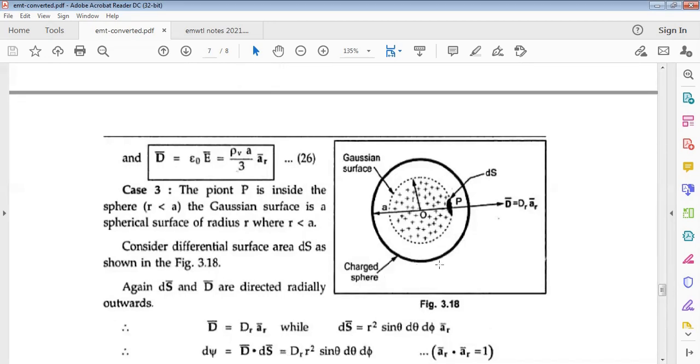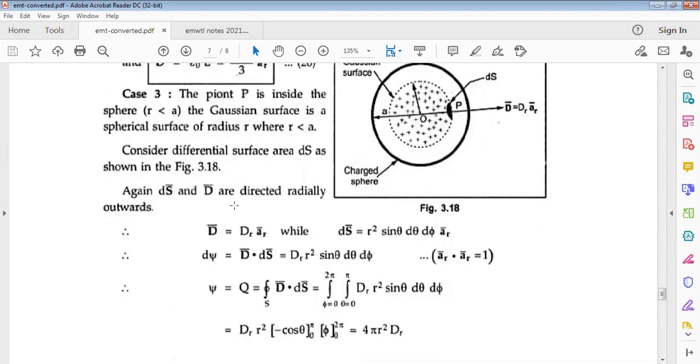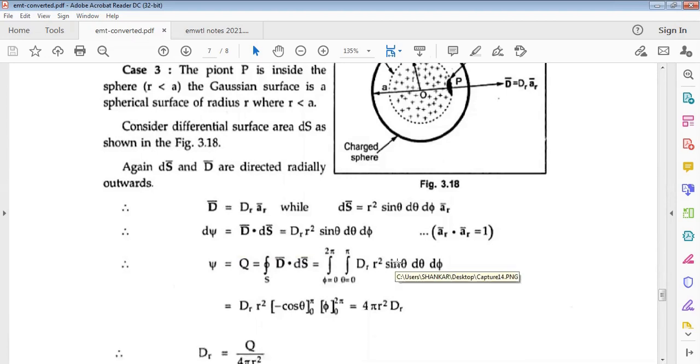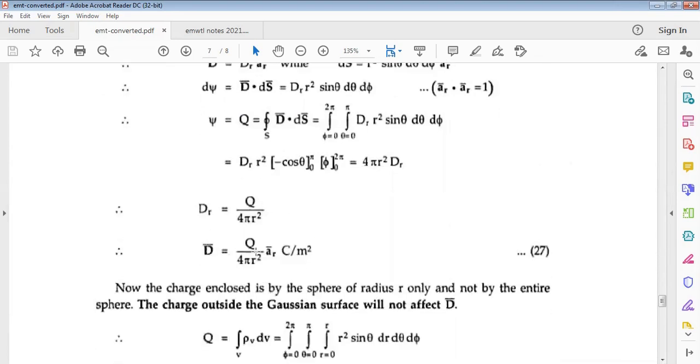Now the Gaussian surface is assumed inside. In the previous case, the charge is only on the surface, so there is no effect inside. Now it is a volume, so there is charge inside also, and an effect occurs. So we get the D bar in the r bar component, and d psi is equal to dQ, which is D bar dot dS bar, and dS bar is along the r direction, so r bar r square sine theta d theta d phi, and D bar is equal to Q by 4 pi r square into r bar.